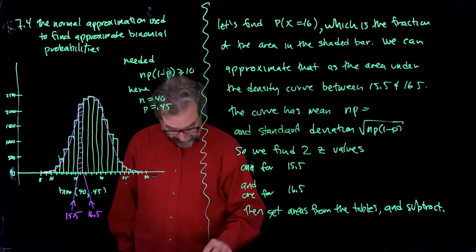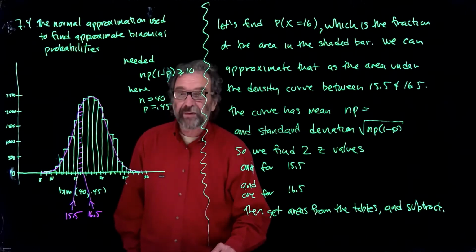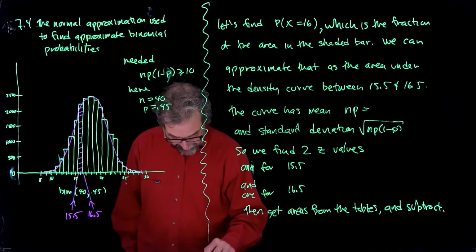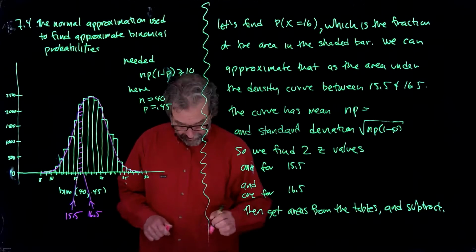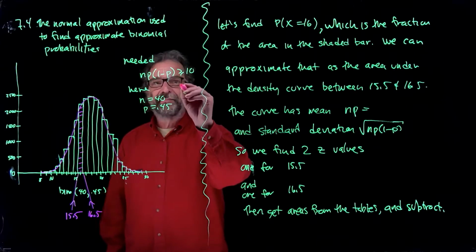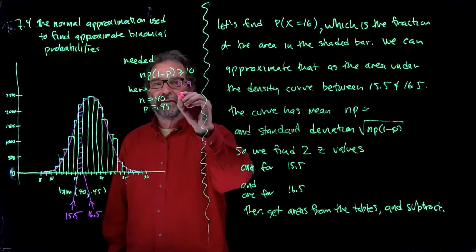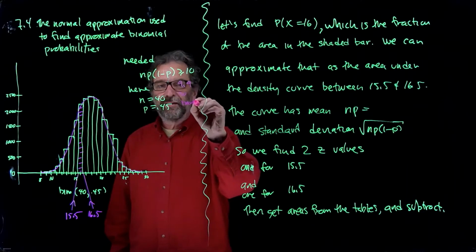N is 40, and P is 0.45, and then multiply that by 0.55 to get 1 minus P. Look at that: 9.9. So barely okay.